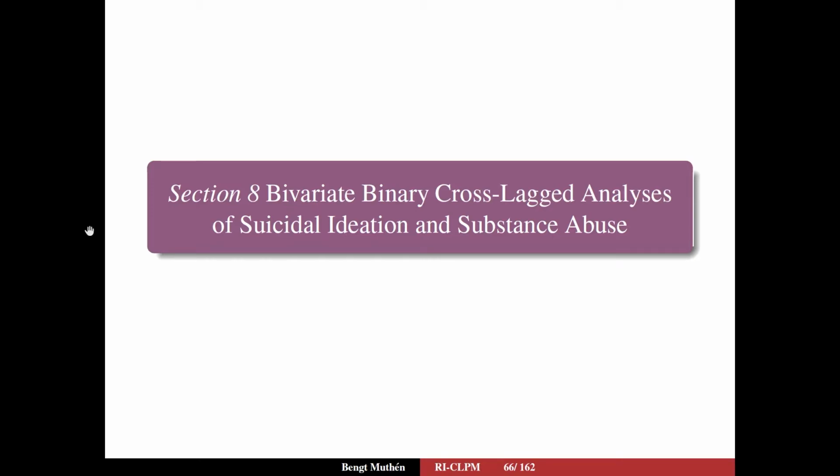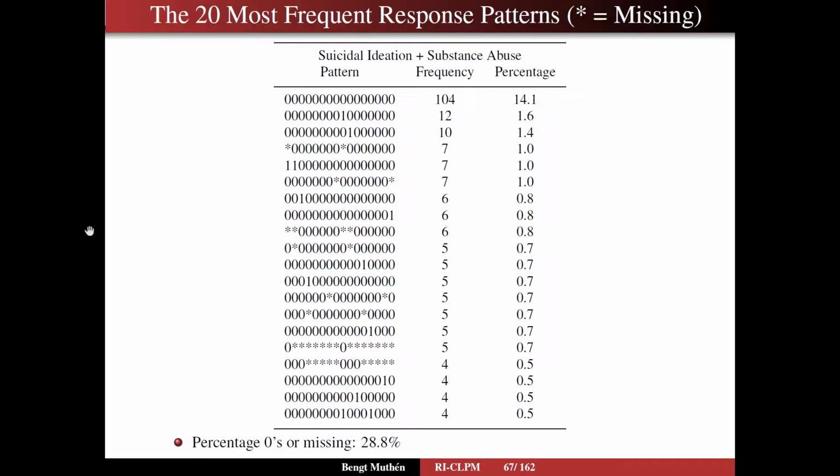In section 8, we turn to the essence of the cross-lagged analysis. That is, we look at two processes jointly, suicidal ideation and substance abuse, and look at how they relate to each other. On slide 67, you see the response patterns again, and this time for both variables. So with 8 time points, we have 16 different variables to look at.